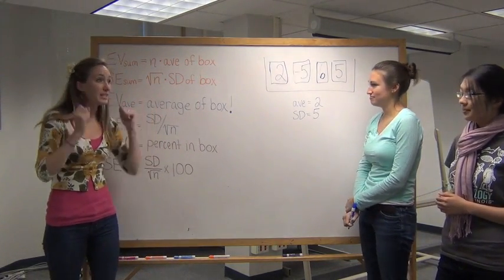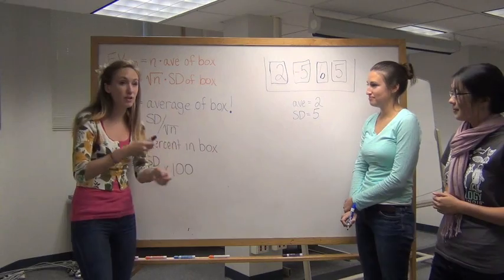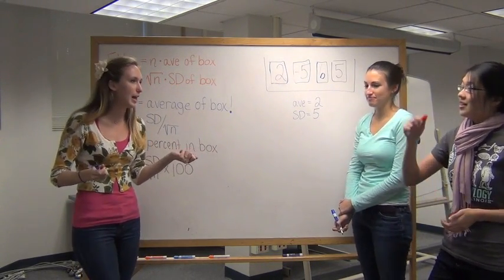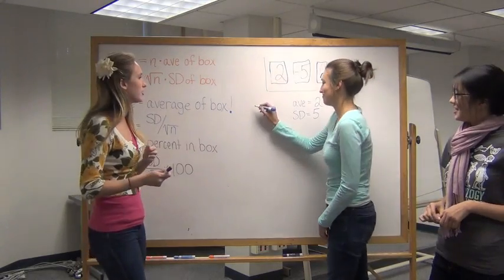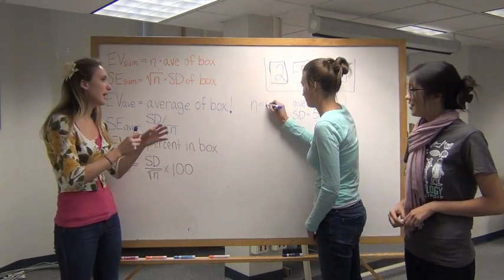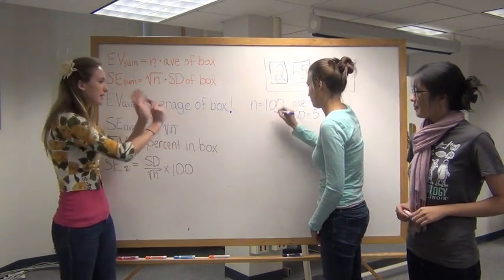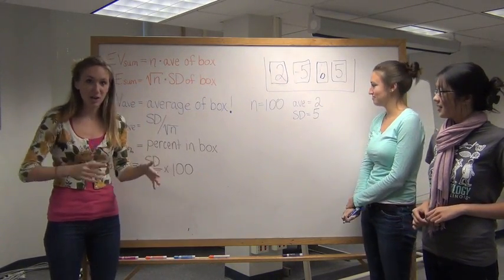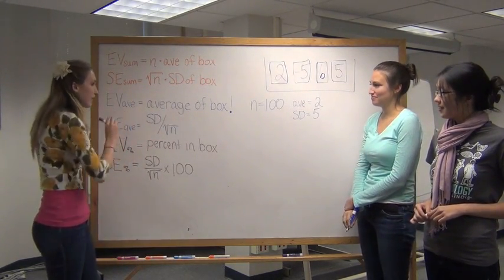Next thing we need is a number of tosses, a number of pulls from this box, our n. What should we call our n? 100. Let's just see, a nice solid number. So we have basically all of the major pieces of information that we need to get to our expected value and standard error. So let's first start with the average of the box.